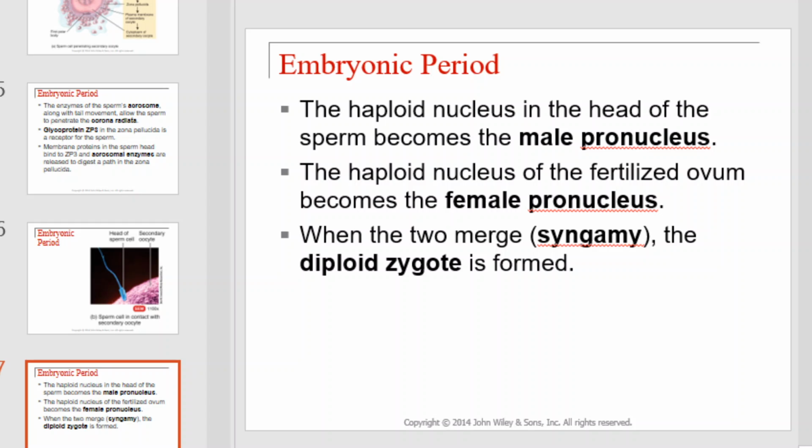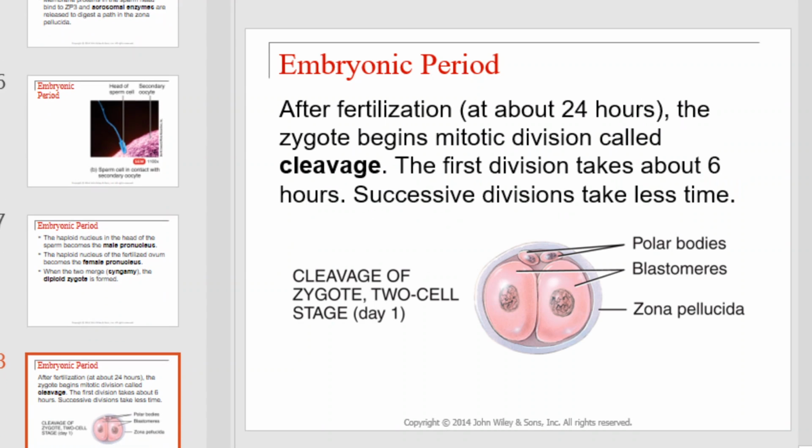The haploid nucleus in the head of the sperm becomes the male pronucleus. The haploid nucleus of the fertilized ovum becomes the female pronucleus. When the two merge, it's referred to as syngamy. The diploid zygote is formed. After fertilization, at about 24 hours, the zygote begins mitotic division called cleavage. The first division takes about 6 hours. Successive divisions take much less time.